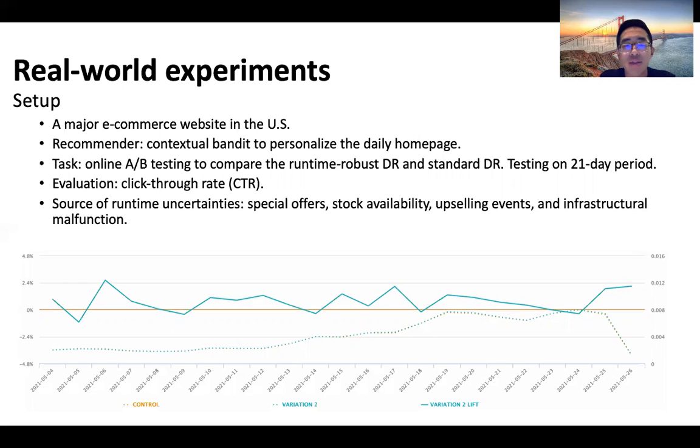In addition, we have some simulation results showing that our method is robust to runtime uncertainties as designed. We skip them here due to the time limit. If you are interested in them, we can talk offline.